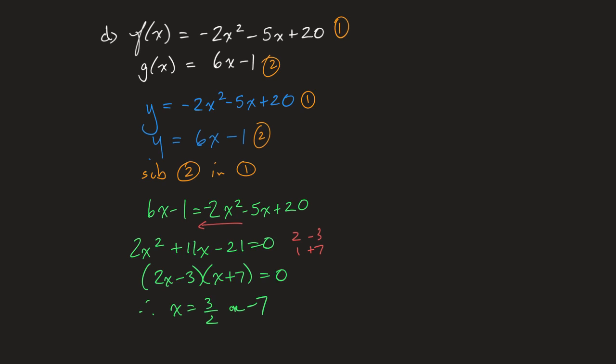Okay, if we struggled to get to that point, I'm going to give you an opportunity to pause it and finish off the problem. Okay, go ahead and pause it now. Okay, we're back. So I should see, if I was to look, or have the ability to look on everyone's page, that we are going to sub x equals 3/2 into equation 2, our line, and we are going to sub x equals negative 7 into equation 2.